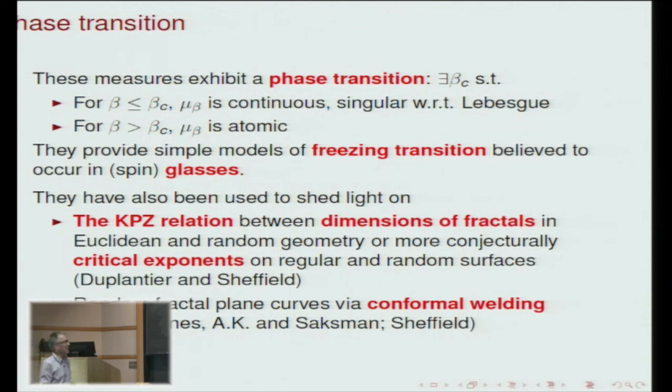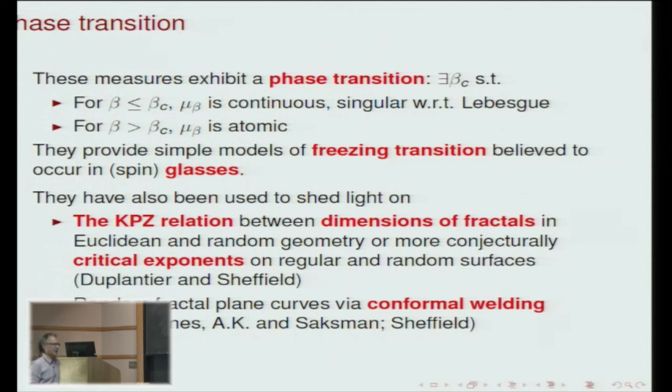Okay, so that's what will happen. And actually, if you think about them as disordered systems, they are sort of simple models for something called a freezing transition. I'll come to that in a moment. A much more complicated version of it is expected to occur in spin glass models.